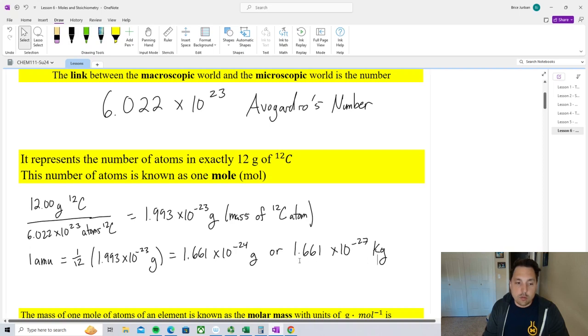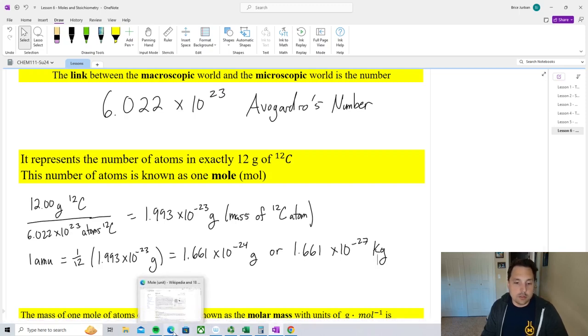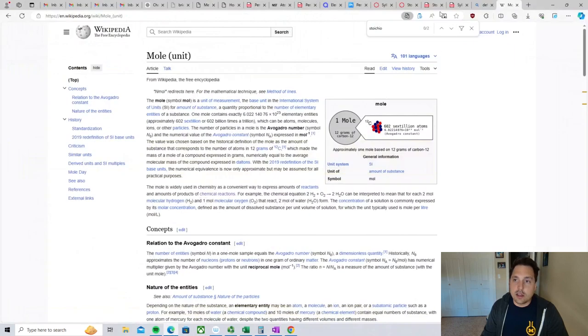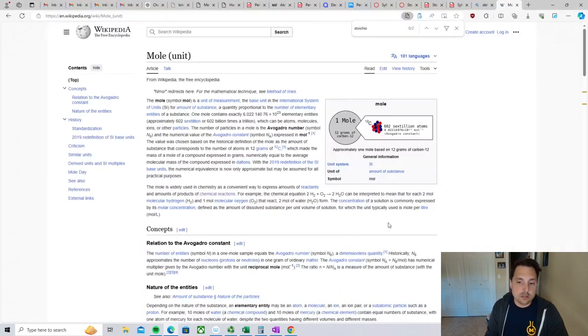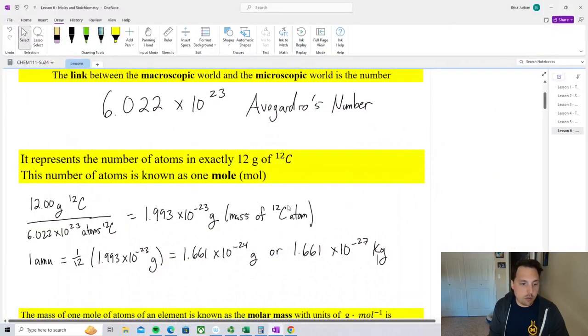And we can use this anytime we have an atomic weight on our periodic table to figure out what the mass of any atom is. So say, for example, we're looking at the element zinc, which has an atomic mass of 65.38 AMUs.